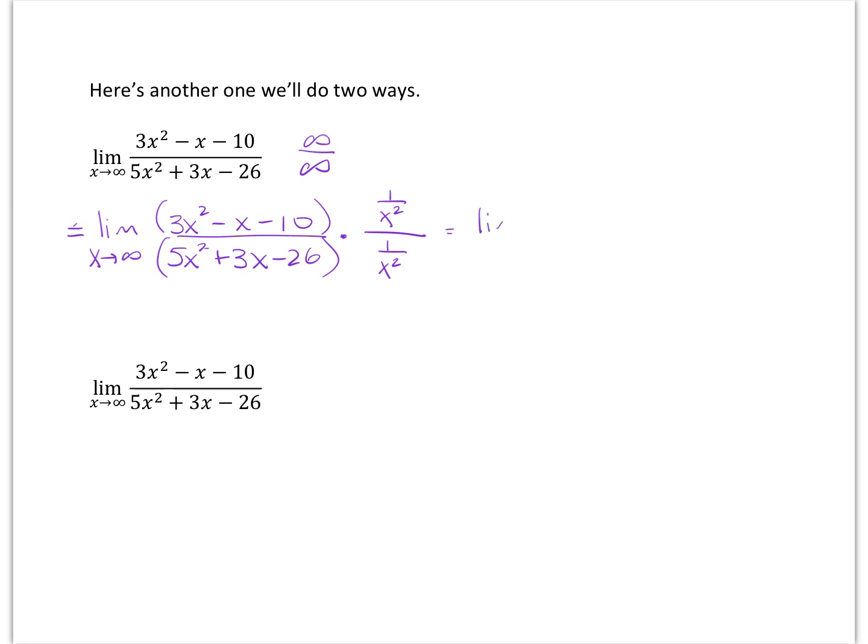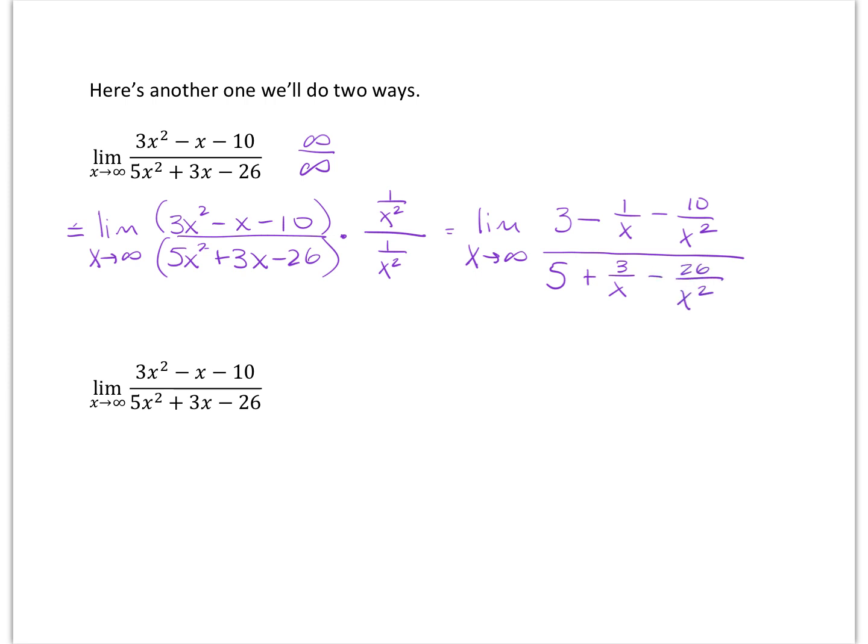So I get the limit as x approaches infinity. So 3x squared times 1 over x squared is 3. x times 1 over x squared is 1 over x. And 10 times 1 over x squared is 10 over x squared. And then I'm going to do the same thing on the bottom. Distribute my 1 over x squared times 5x squared, and I get 5. 1 over x squared times 3x is 3 over x. And 1 over x squared times negative 26 is negative 26 over x squared.